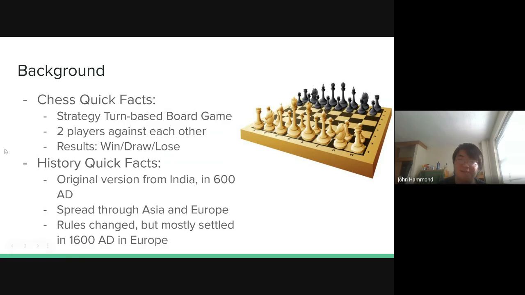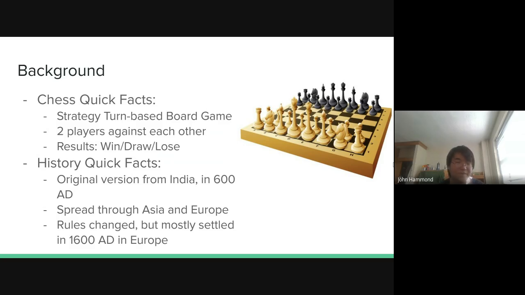It's played, of course, entirely on this board. Turn-based, so white moves and black moves, etc. Strategy, there's not really any luck involved. It's purely between the two players, two players against each other. The possible results are you win, you draw, or you lose. So it's a zero-sum game. Anything that is a good move for one player is bad for the other, and vice versa.